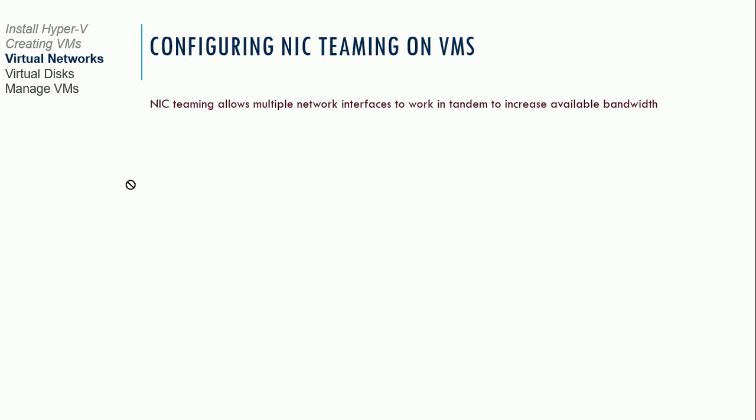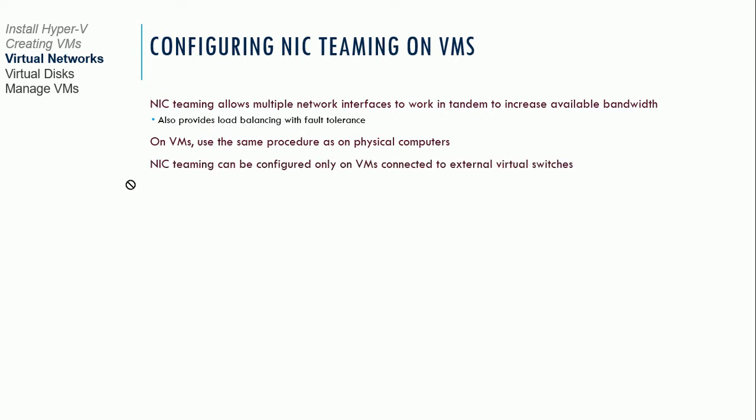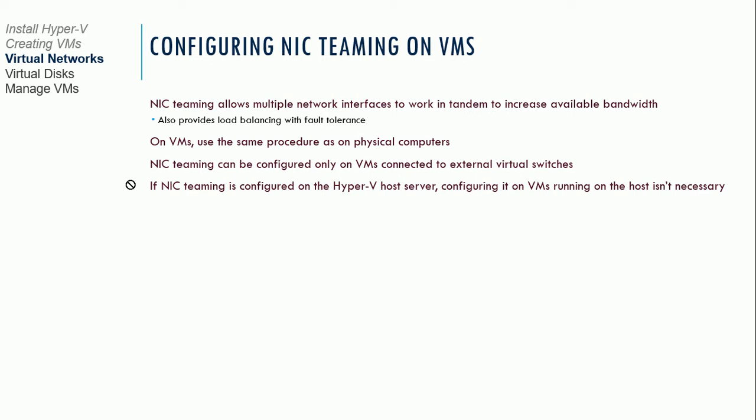So NIC teaming allows multiple network interfaces to work in tandem to increase available bandwidth. This is supported with VMs. So you can do load balancing and fault tolerance with your virtual machines. On VMs, you can use the same procedure as on a physical computer. You can enable NIC teaming only on VMs that are connected to external virtual switches. So again, it only works with external virtual switches.